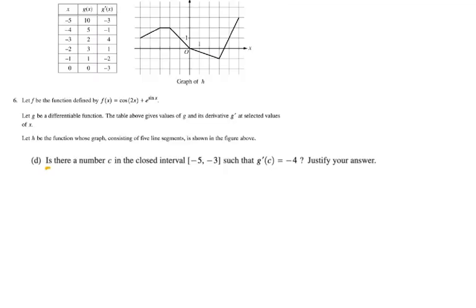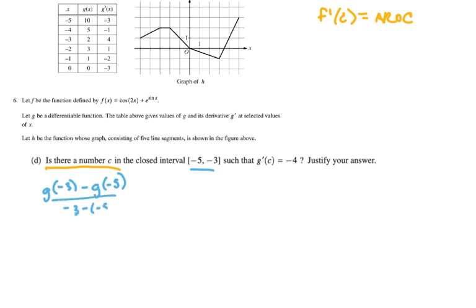All right, part D, what should jump right out at you is there a number c? Okay, that right there, you should be highly suspect of the mean value theorem. That's when you're going to show that f prime of c is equal to the average rate of change on the interval. So what we're going to do is we're going to first find the average rate of change on negative 5 to negative 3. So that's going to be g of negative 3 minus g of negative 5, all over negative 3 minus negative 5.